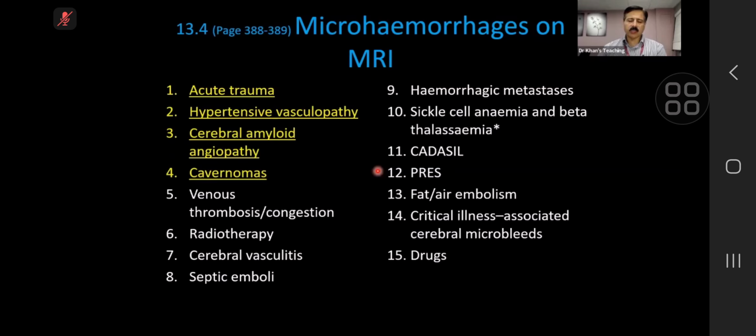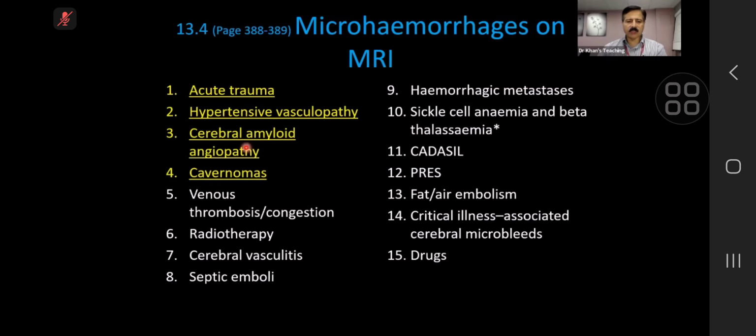T2 star or SWI sequence should be part of the protocol in any patient in the 60 plus age group. Why? Because of cerebral amyloid angiopathy. In our department, we do it as a standard now. Each and every patient gets it. Cerebral amyloid angiopathy is only diagnosed because of microhemorrhages. The patient will have microhemorrhages, and they will only be picked up if you do a T2 star or SWI sequence.